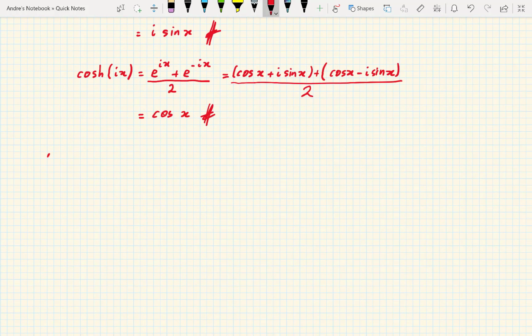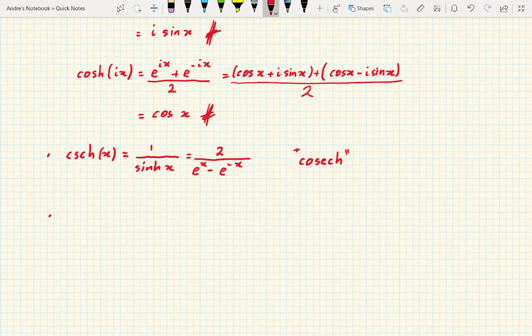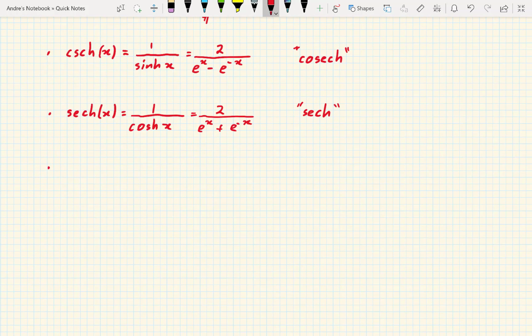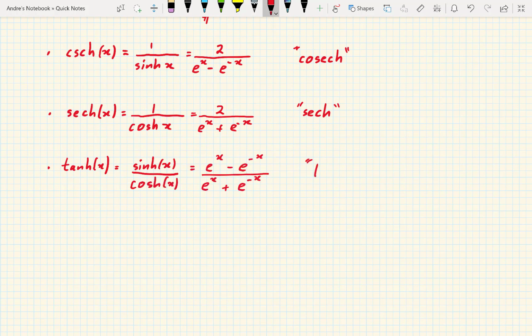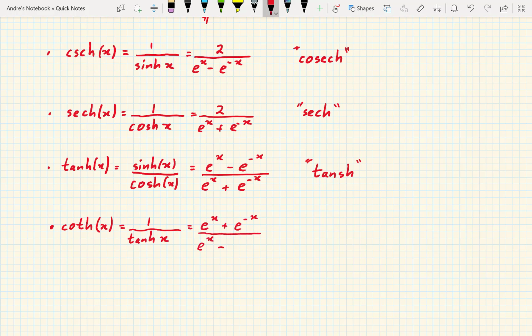We now define the other hyperbolic functions by analogy with the circular functions. Just as cosec is 1 over sine, we define cosech as 1 over sinh. Next, as sec is 1 over cos, so sech is 1 over cosh. And we define tan as sine over cos, so similarly we define tanh as sinh over cosh. And finally, just as cot is 1 over tan, we have coth as 1 over tanh.